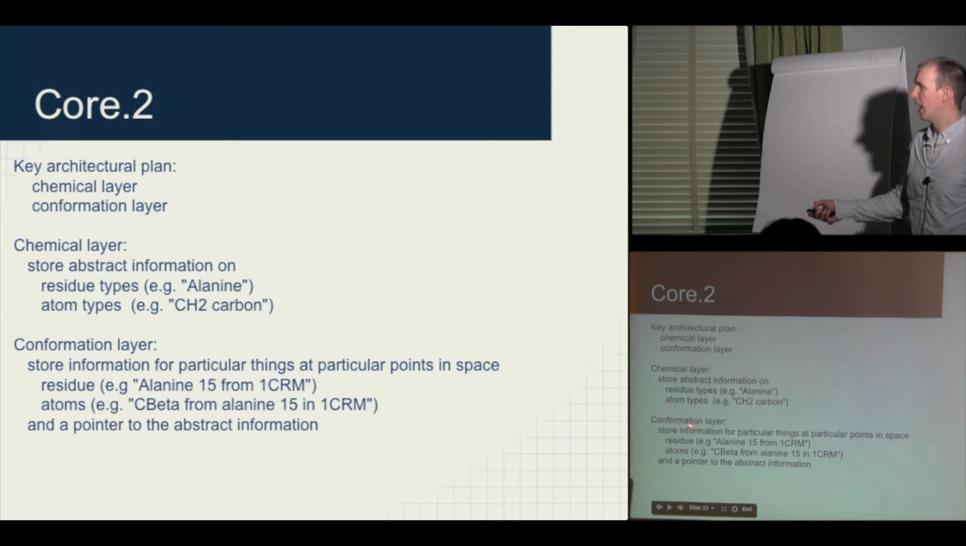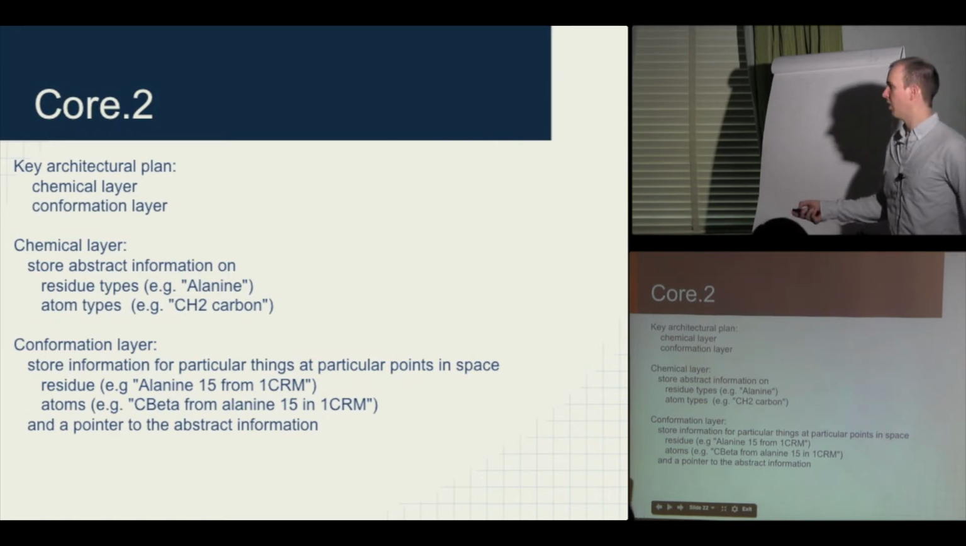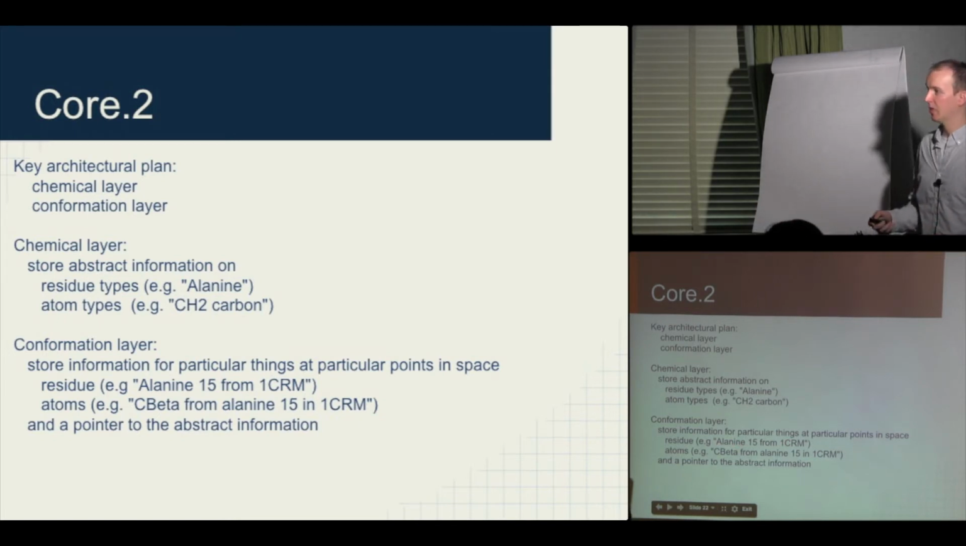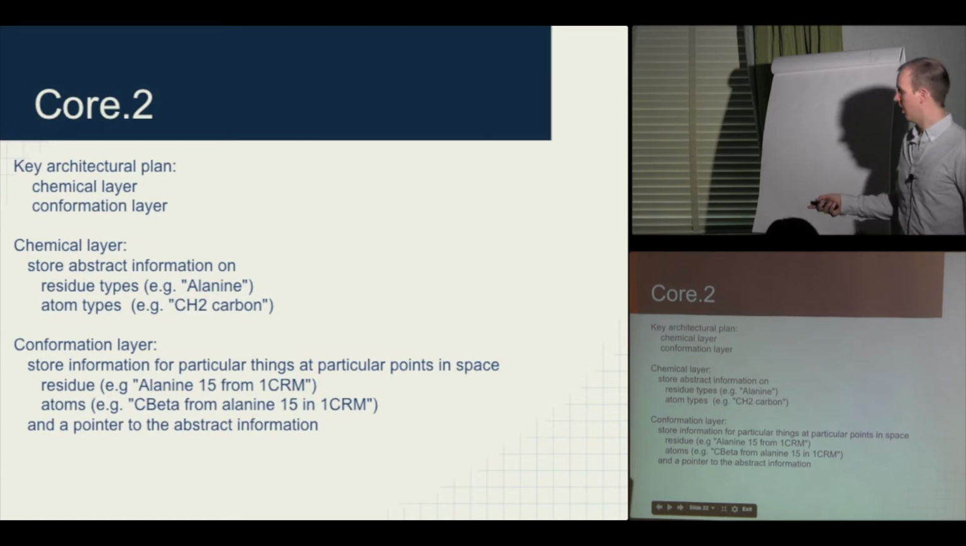In our conformation layer, we have actual concrete instances of the classes, of the structures that we're looking at. So a residue would be referring to, say, alanine 15 from a particular PDB, like 1 CRM. It would have coordinates for all of the atoms in that alanine. If you're talking about atoms, then it would be like C beta in alanine 15 from 1 CRM, which would have a particular location in space.